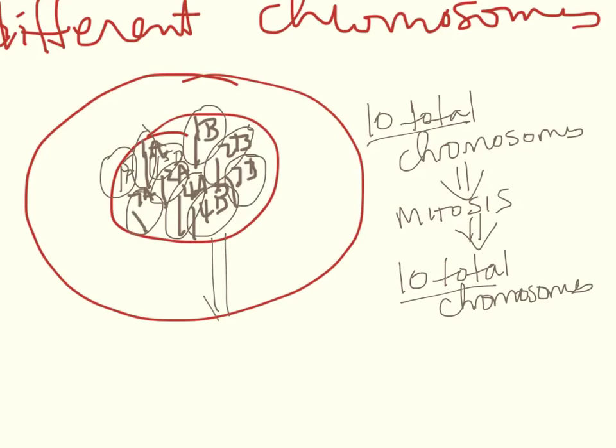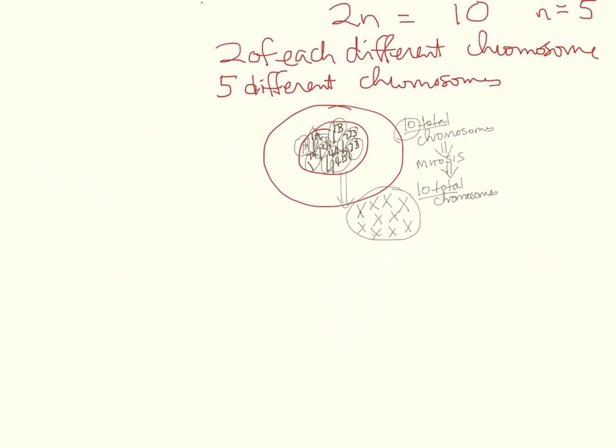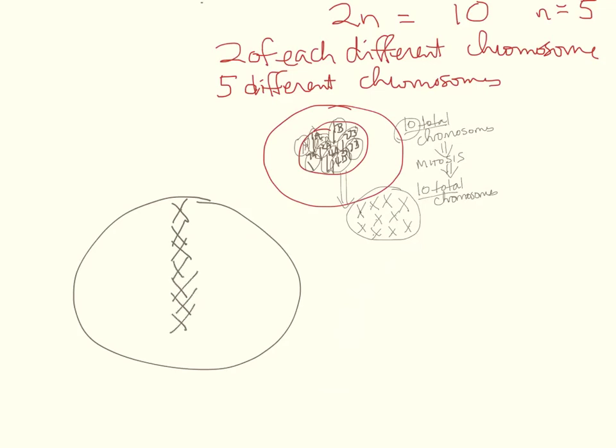During S phase, these all get replicated. So then you end up with, it's easier just to draw X's. I need 10 X's: 1, 2, 3, 4, 5, 6, 7, 8, 9, 10. These are all going to get lined up on a metaphase plate. At metaphase, you have the 10 X's all lined up on the metaphase plate.